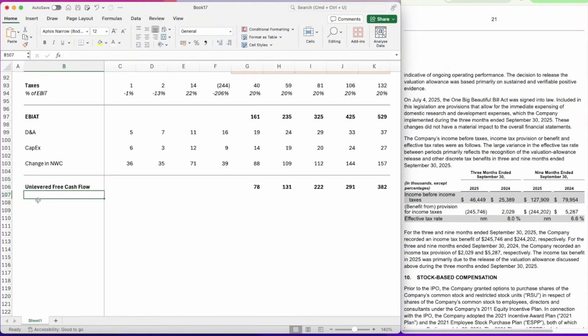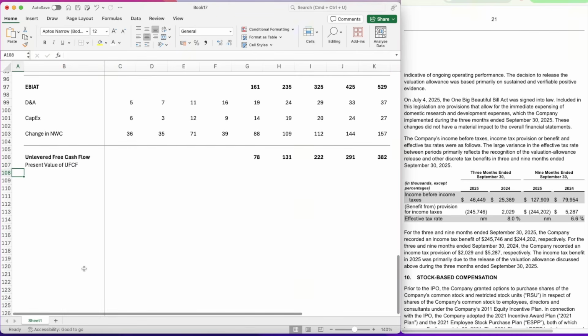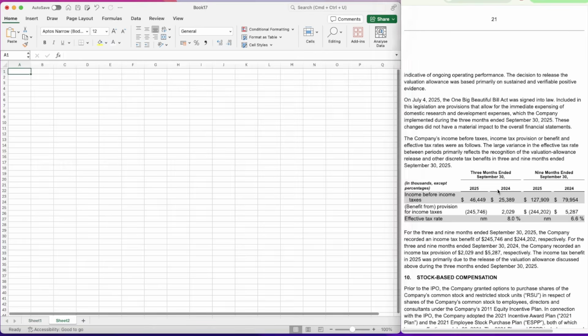So now we have our unlevered free cash flow. We want to find out the present value of unlevered free cash flow. To do this, we need to build a WACC. So that's the weighted average cost of capital. So open up a new sheet.